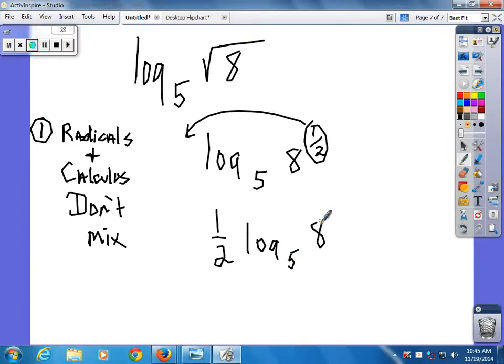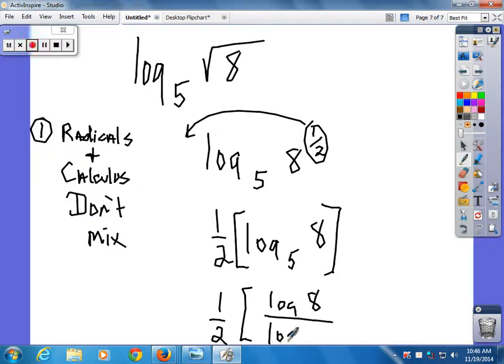Now, they're not asking you this because they bring the change-of-base formula in later. What could you do now with the change-of-base formula? I put them all together. What would it look like with the change-of-base formula? I'm going to put this in brackets just so you know where the 1/2 goes. 1/2 times what? Over, or 1/2 natural log of 8 over natural log of 5. And that's it. That's the answer.